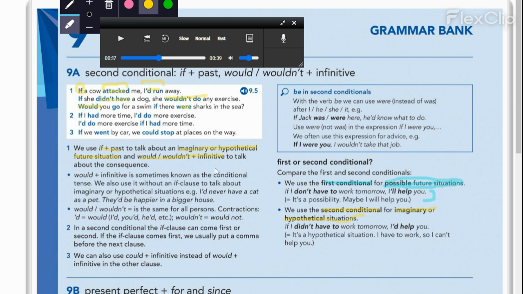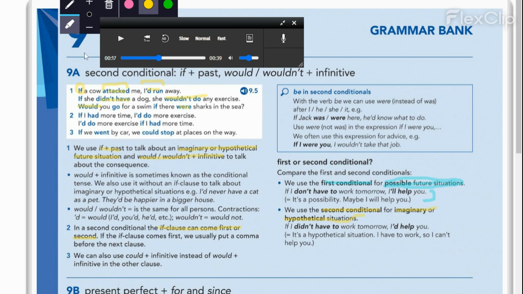Okay? And this is the same as the first conditional in the sense that the if clause can come first or second. Okay, they can be in different orders. Now we have would or wouldn't, which can be used with any person, any subject. Okay, you can say would with she, he, I. Okay, it's the same.